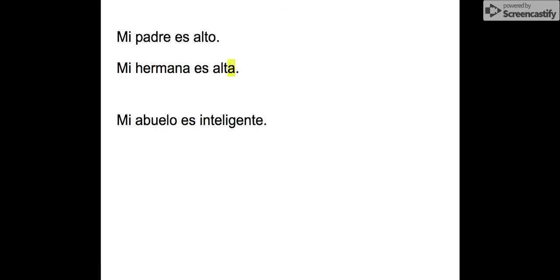So let's look at another example. Mi abuelo es inteligente. Now we notice with the word alto, it ends in O, but inteligente doesn't end in an O. What does it end in? It ends in an E. Now is E going to change if we're talking about a girl? It's not. So I can say the same thing, mi madre es inteligente, right? So I don't have to change anything. I'm not going to say inteligenta. I'm just going to say inteligente and it stays the same.